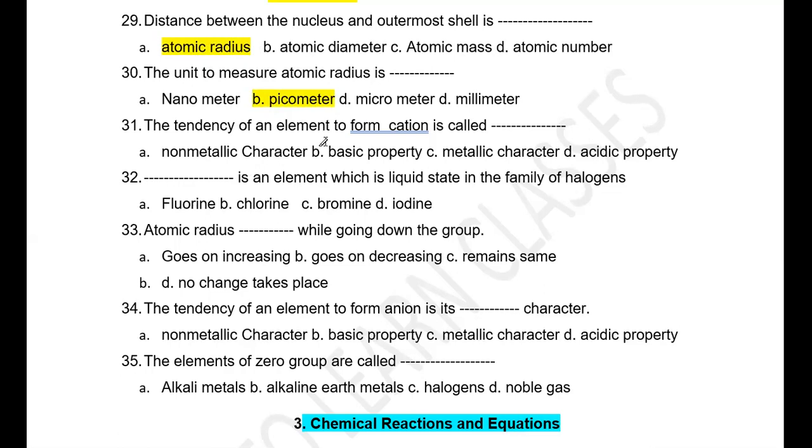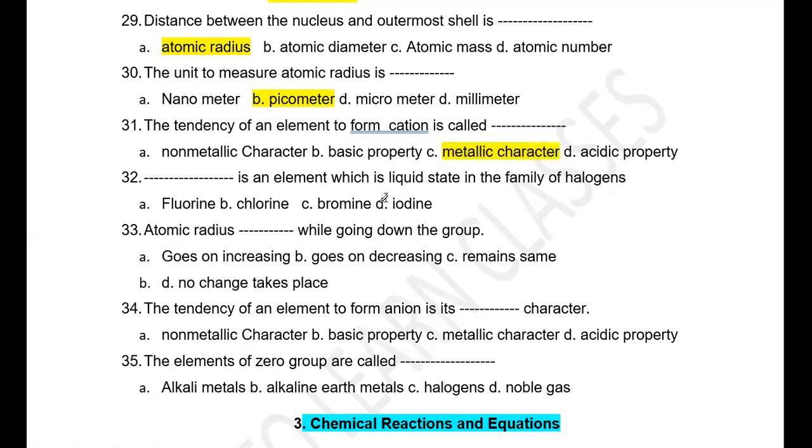The tendency of an element to form cation is called a dash. Cation means positively charged ions. Metals has the tendency to form cation. So options given are non-metallic character, basic property, metallic character, acidic property. Answer is option C, metallic character.